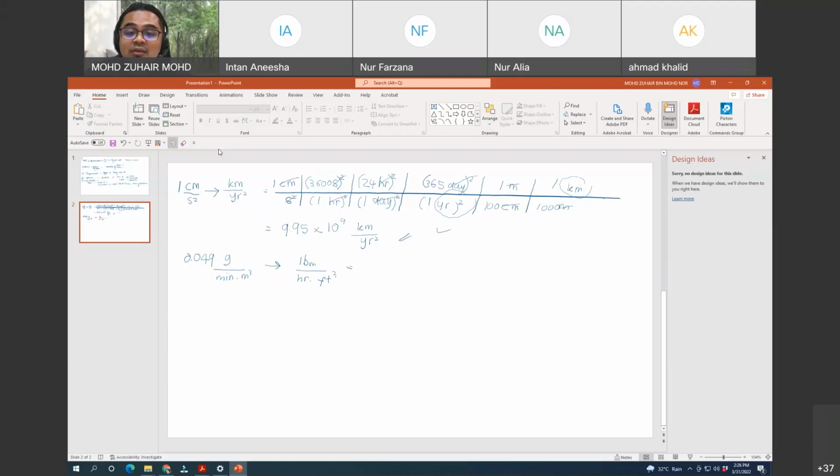So for the first example, there is no need for us to use the conversion table because all are in SI unit. However, for the second question here, some conversion between SI unit and English unit happens. So we need to check the conversion table to help us answer the question. So the first thing that you need to do is, of course, to draw a long line.